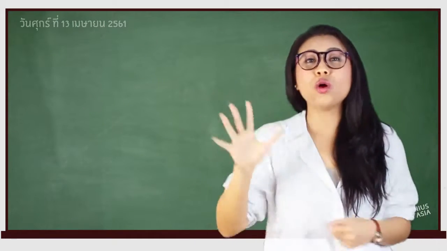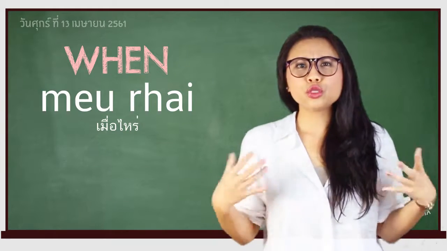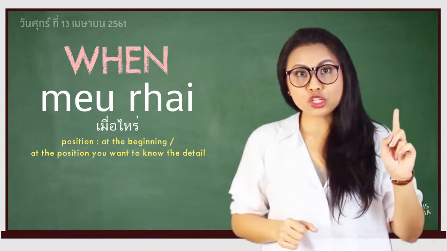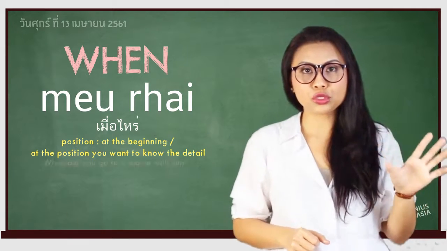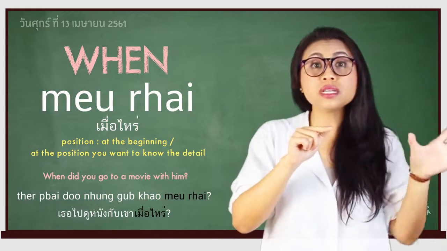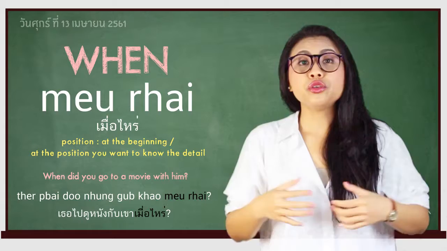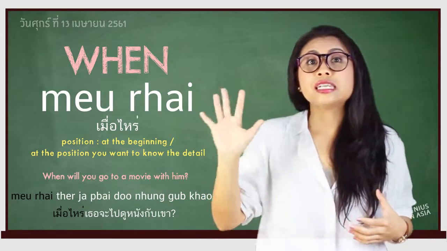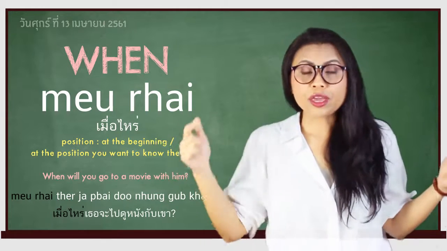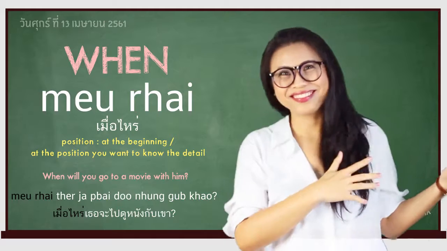The fifth one, when or เมื่อไร. You just put the word เมื่อไร at the beginning of the sentence or at the position that you want to know the details. For example, เธอไปดูหนังกับเขาเมื่อไร. So you put it at the end of the sentence. Or you can say เมื่อไรเธอจะไปดูหนังกับเขา. So it means when will you go to a movie with him.